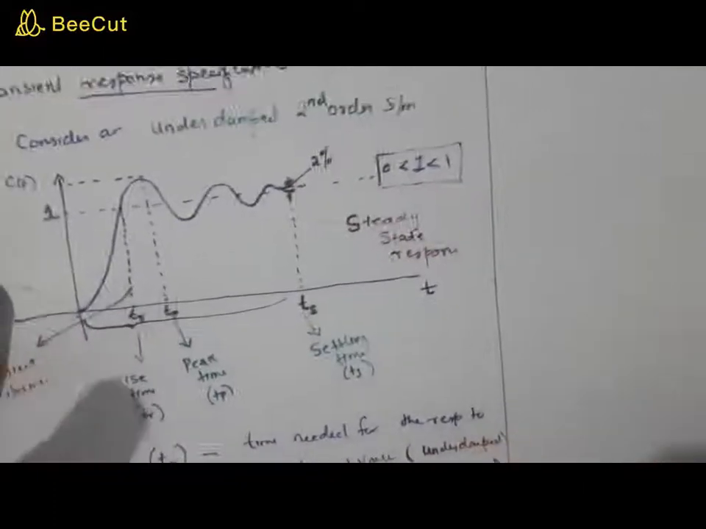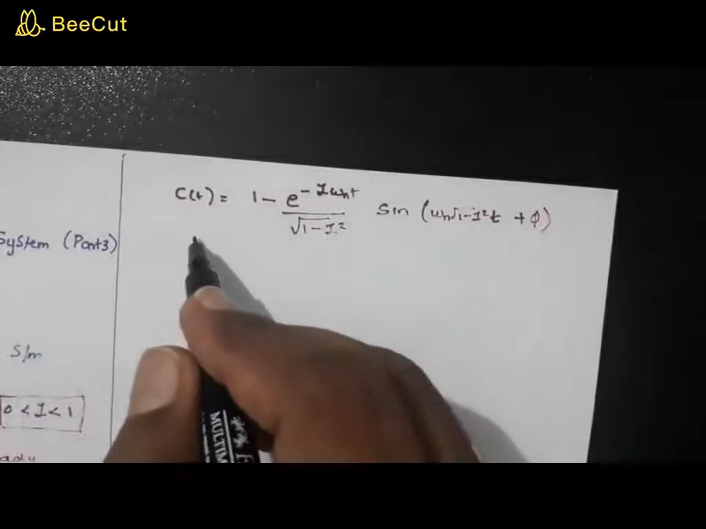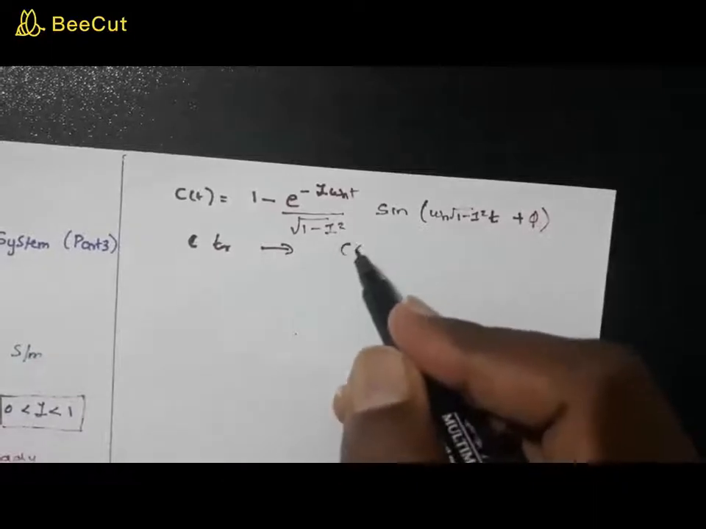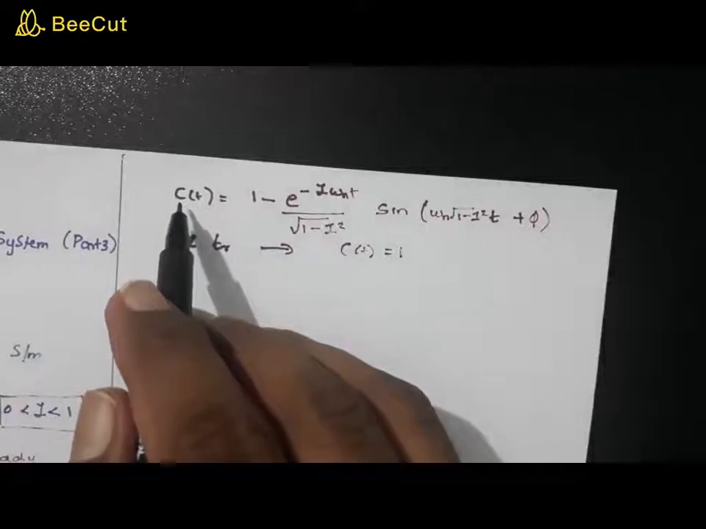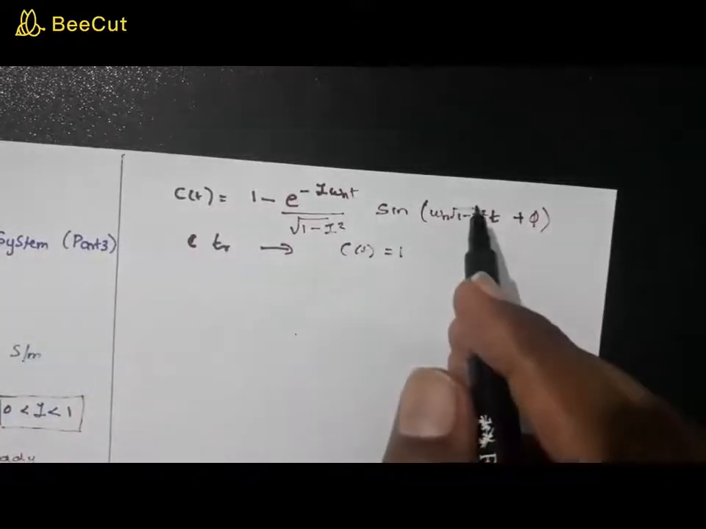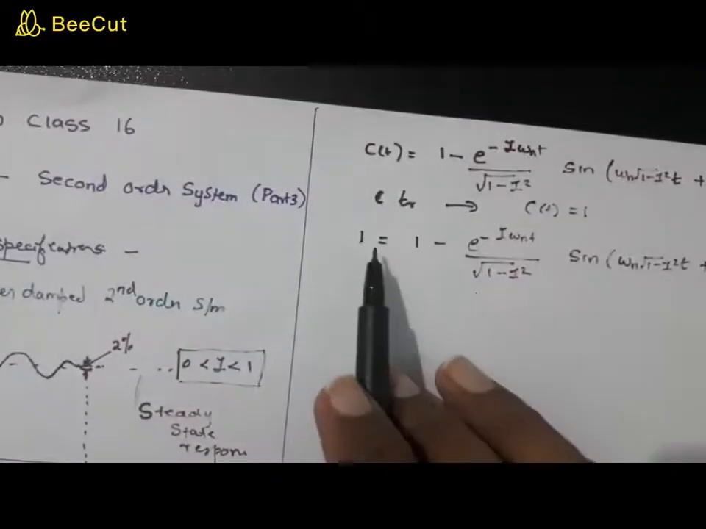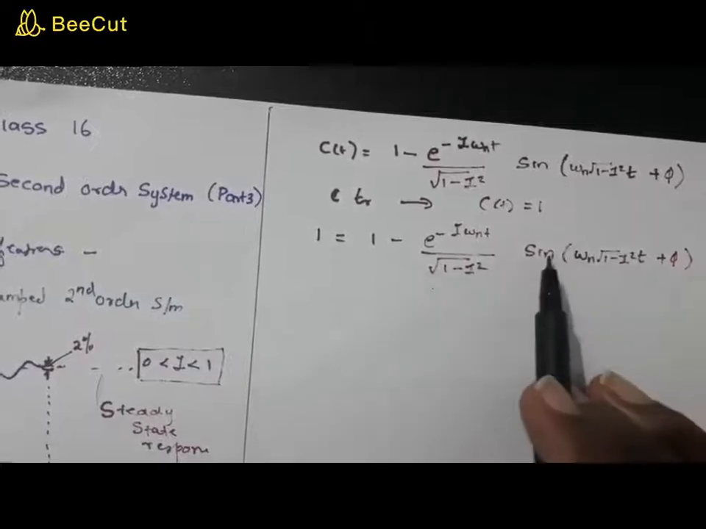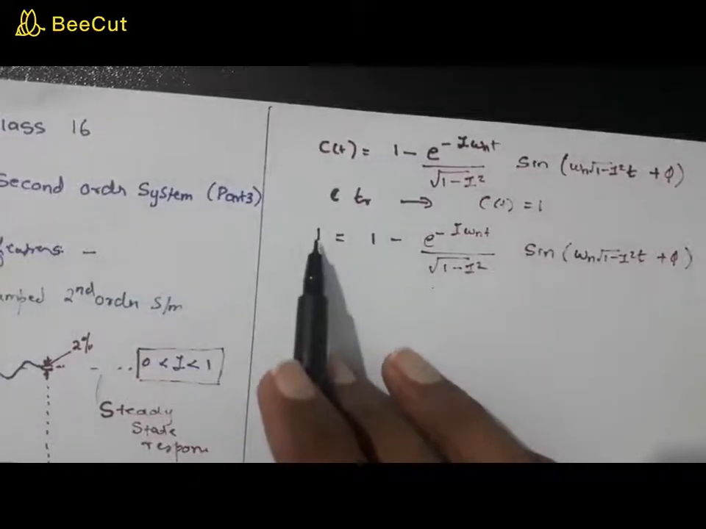So what I do is I'm considering this expression and equating it to 1. TR is the time where c of t becomes equal to 1. I'm simply substituting c of t to be 1, and equating that. Now when you look at this, you will be getting 1 is equal to 1 minus e raised to minus eta omega n t, divided by root of 1 minus eta square, sine of omega n into root of 1 minus eta square t plus phi. Hope you understood why I put 1.